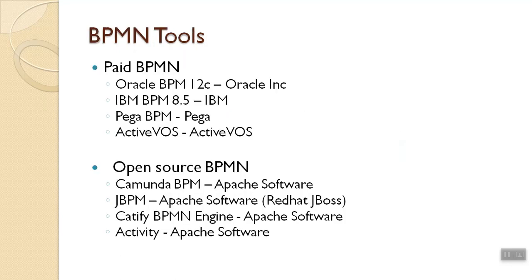Some famous BPMN tools, some paid and some open source, are given here. Like you can see Oracle BPM, IBM, Pega, Alfresco, and some open source like Camunda. Camunda is one of the famous BPMN tools. But remember, Camunda also has an enterprise edition.